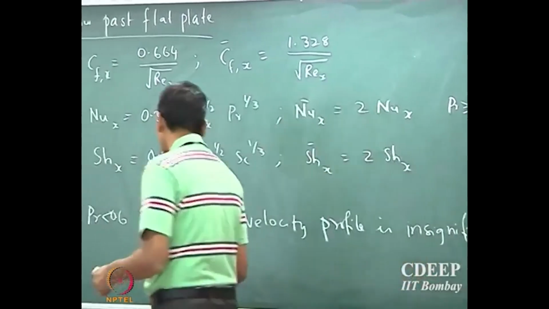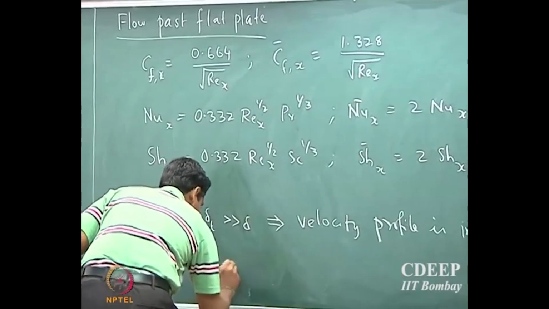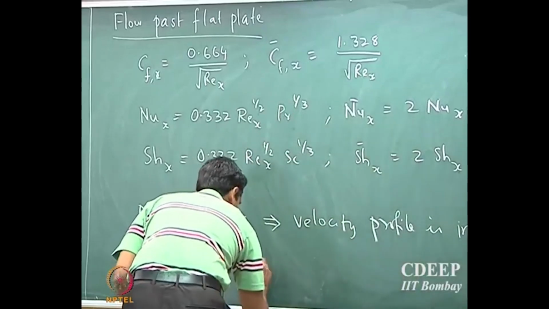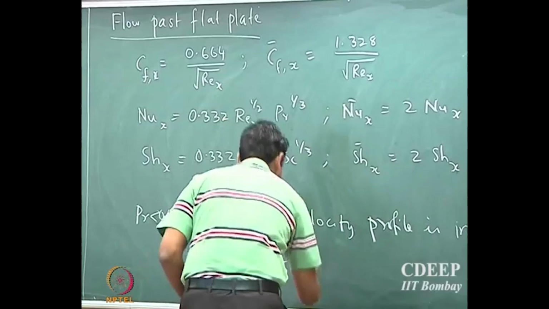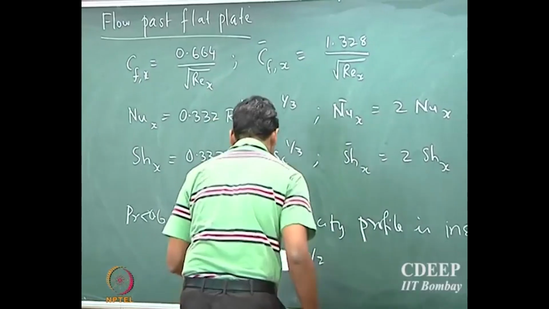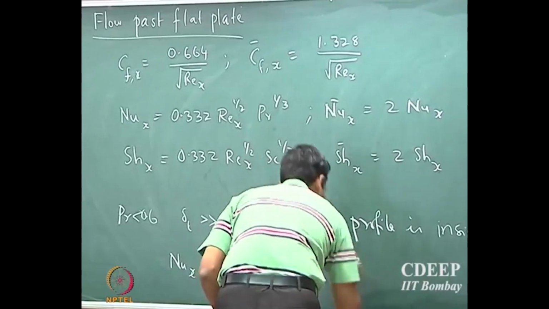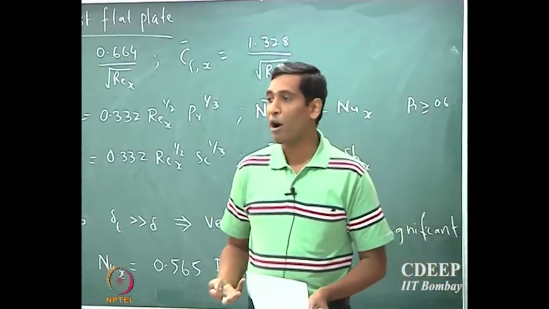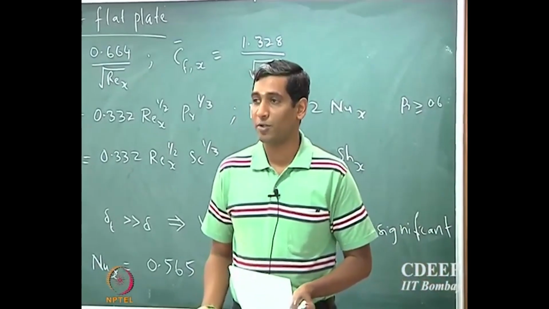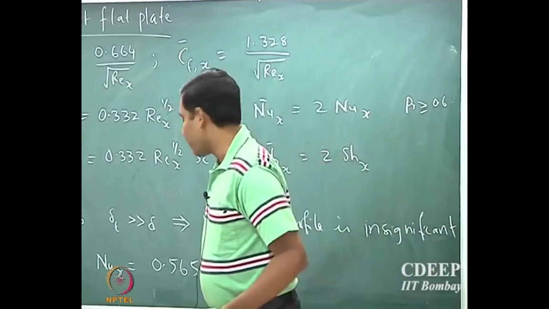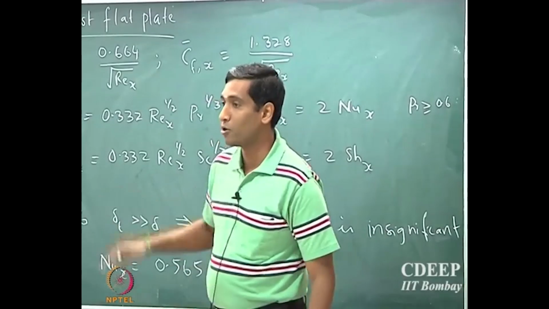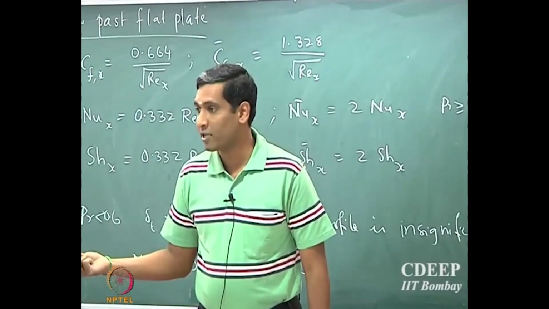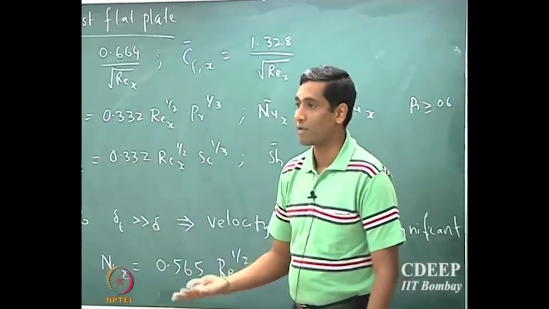And so the correlation corresponding to that would be 0.565 Reynolds number to the power of 1 by 2 and Prandtl to the power of 1 by 2. So you get a different scaling for Prandtl number because the velocity is now not playing a significant role in the heat transport process. By solving the equations, you have to make an approximation. Remember, you solved the momentum equations. Now you don't have to solve the momentum equation. You assume that the velocity is constant. Right? You say it's a flat velocity profile.